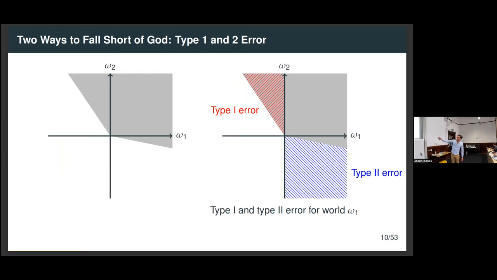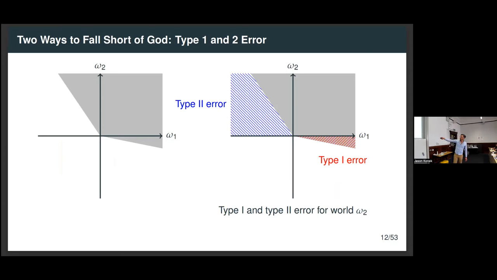So we did type one and type two for world one. Gonna do the same thing for world two, the tails world. So in the tails world, it's this stuff out here that you said was desirable that God doesn't. That's your type one error. And it's this stuff over here that you've been silent about and God's not. That's your type two.